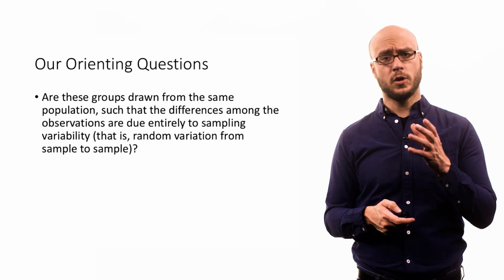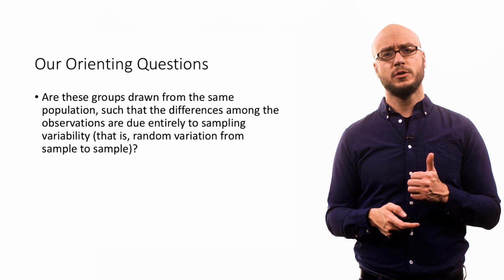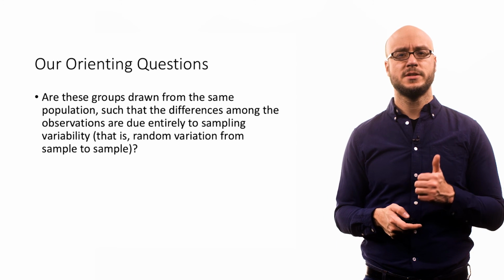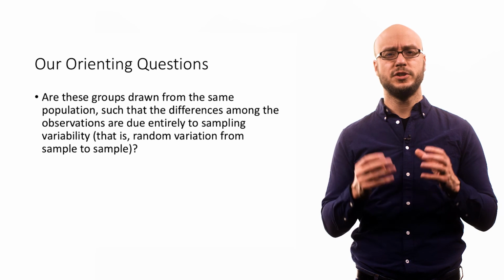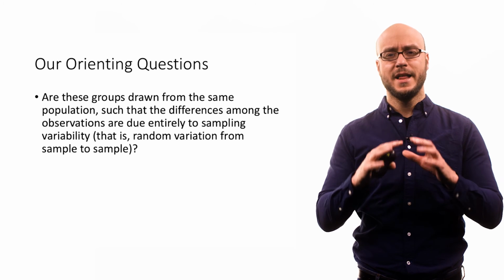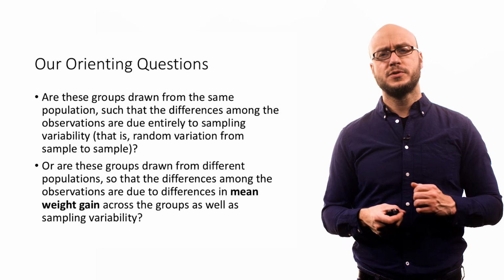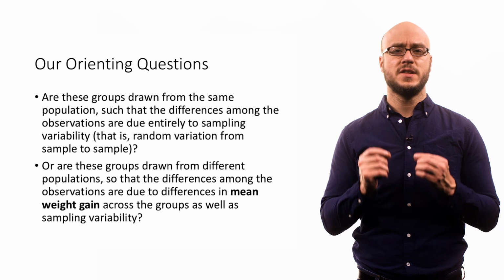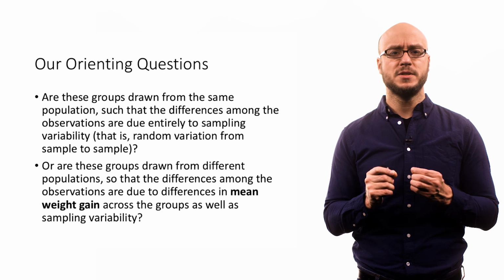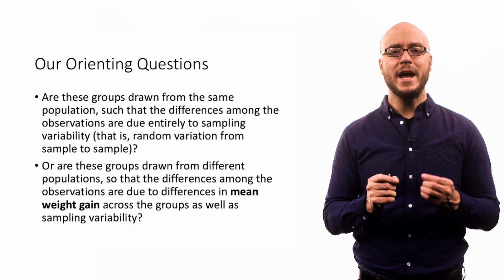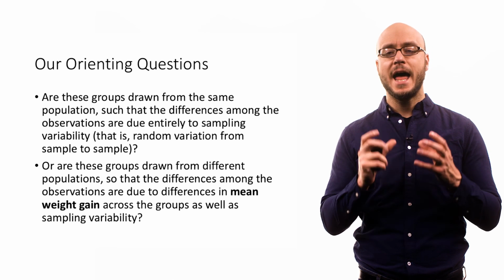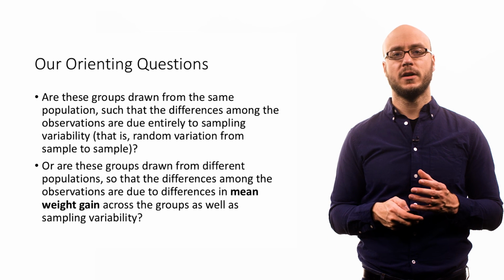Now let's think about our orienting questions. Are these groups drawn from the same population, such that the differences among the observations are due entirely to sampling variability, that is, random variation from sample to sample? Or are these groups drawn from different populations so that the differences among the observations are due to differences in mean weight gain across the groups, as well as sampling variability?